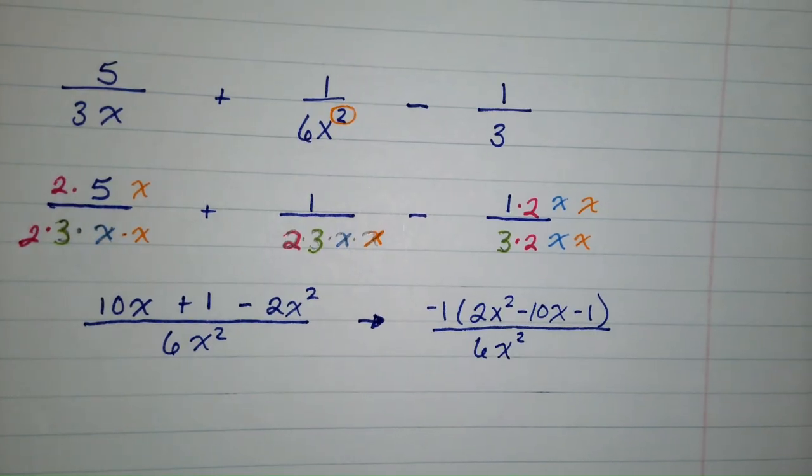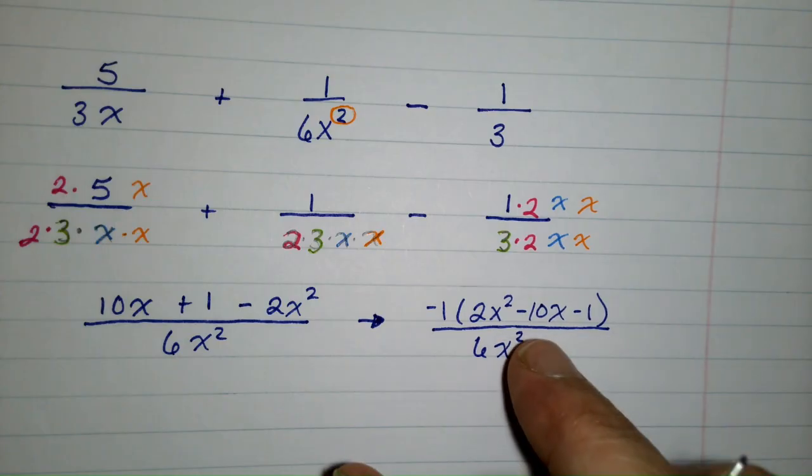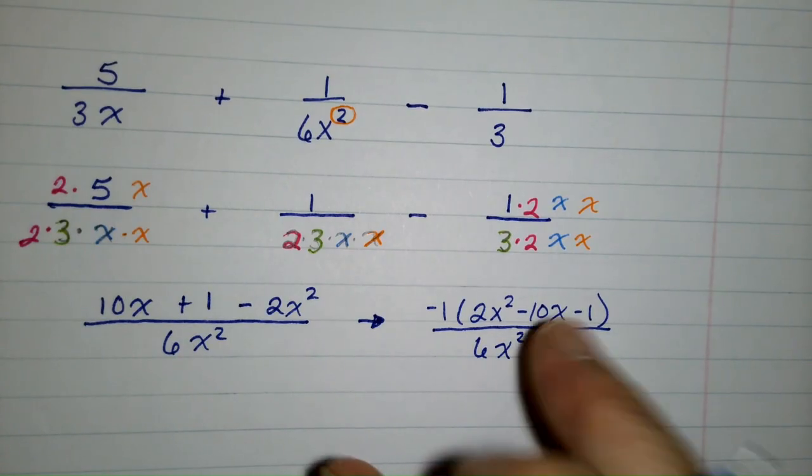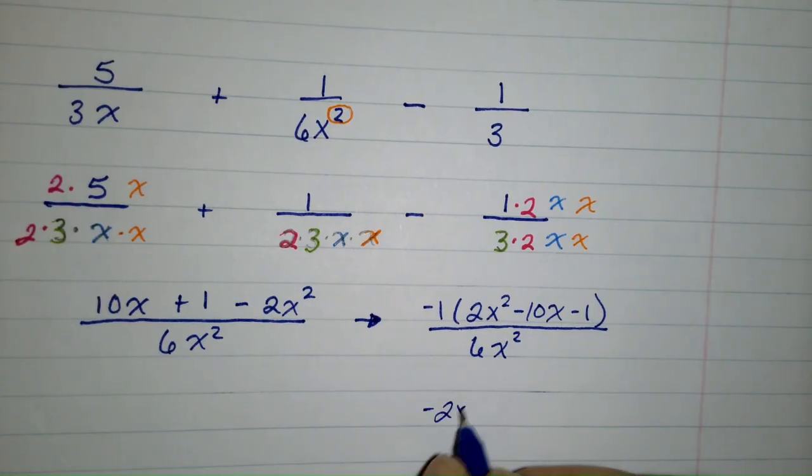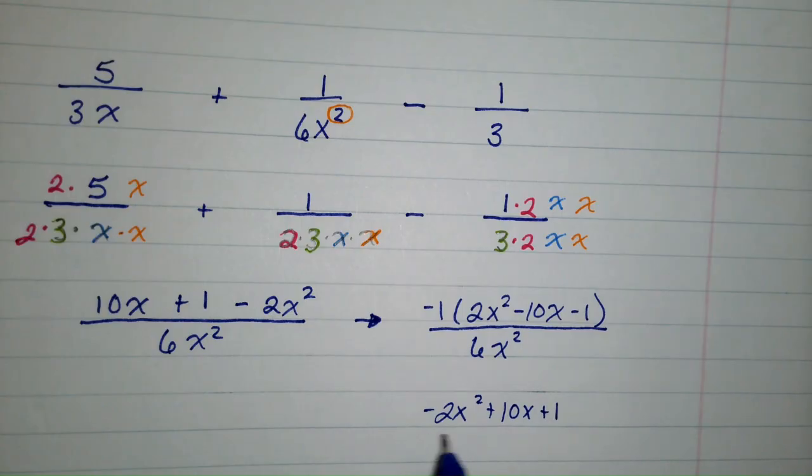Let's see, will this factor? It multiplies to 2 and adds to negative 10. Nope, that one's prime. So I can just write it as is, and x cannot be 0 in this case. That's the only domain error. So do not go over your highest exponent. Okay, keep things simple.